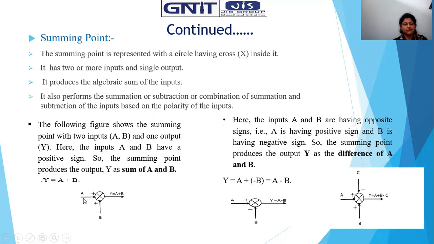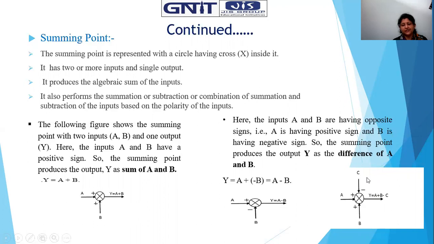This depends on the phase relation between A and B. Here signal A and signal B come in the same phase, with positive sign, so the resultant is y equals a plus b, a plain and simple summation of the two signals. Similarly, if the signals come in phase opposition, out of phase, with A and minus B, the difference is taken.